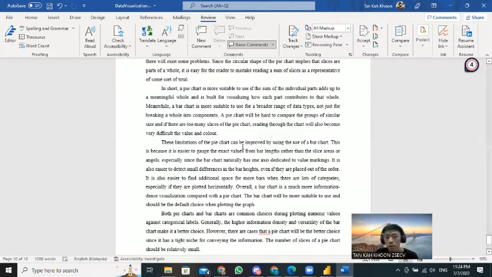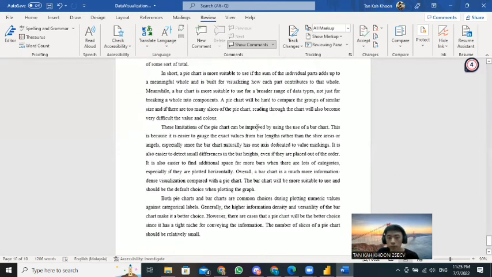Meanwhile, a bar chart is most suitable for a broader range of data types and not just for breaking a whole into components. A pie chart may make it hard to compare groups of similar size, and if there are too many slices, reading the chart also becomes very difficult in terms of value and color. With this limitation, it can be improved by using a bar chart. This is because it is easier to gauge the exact values from the bar length rather than the slice area or angle.